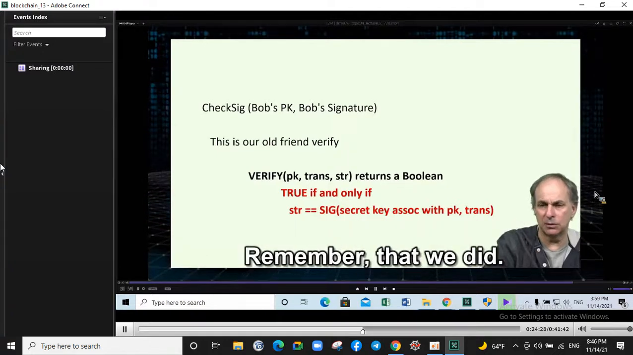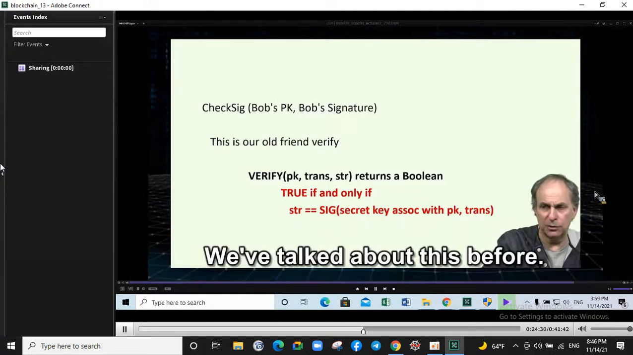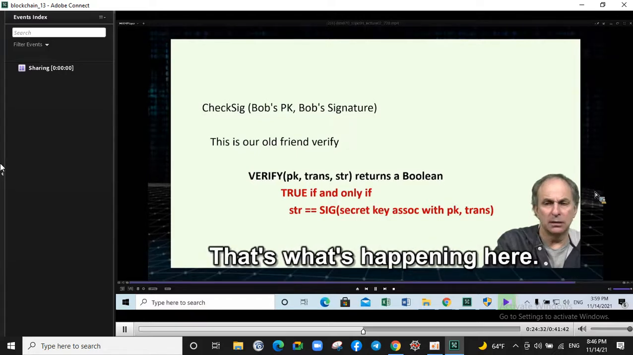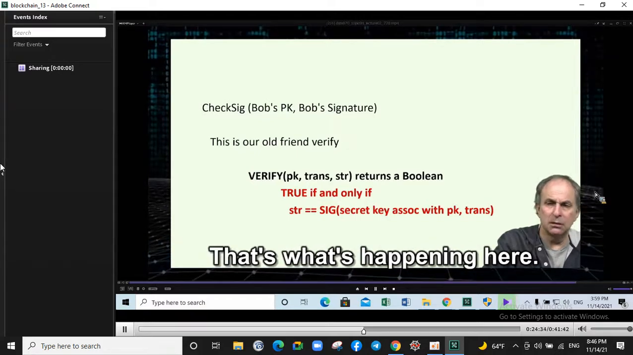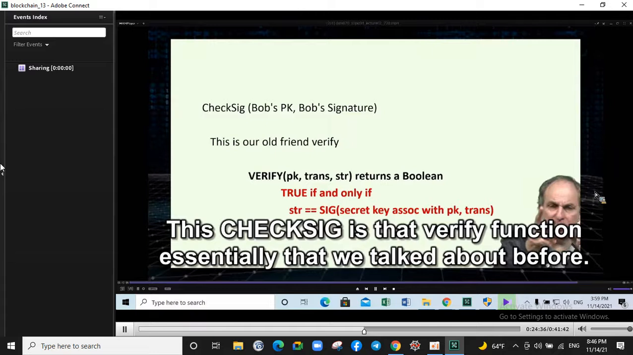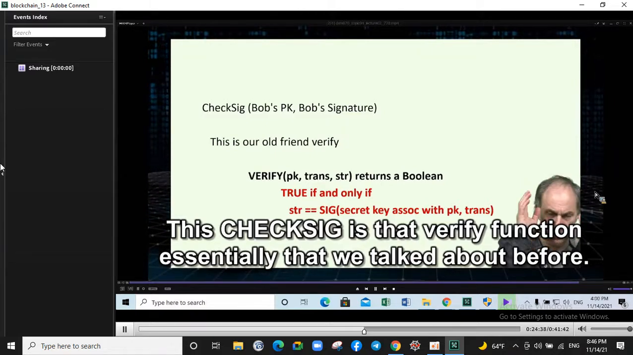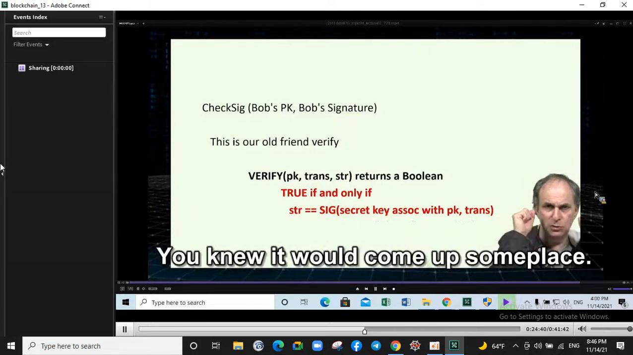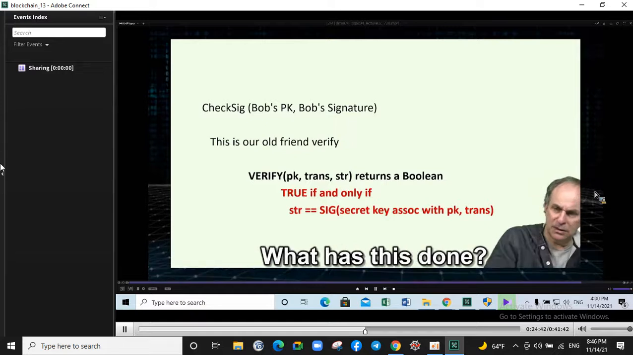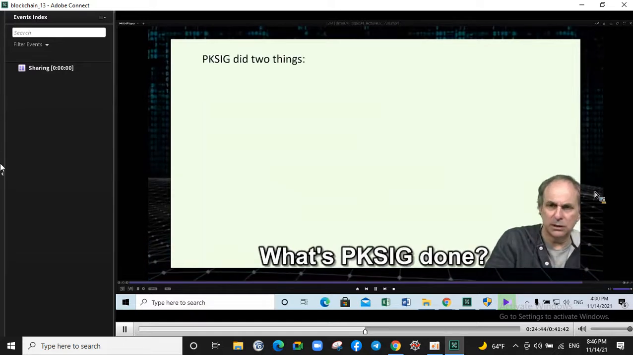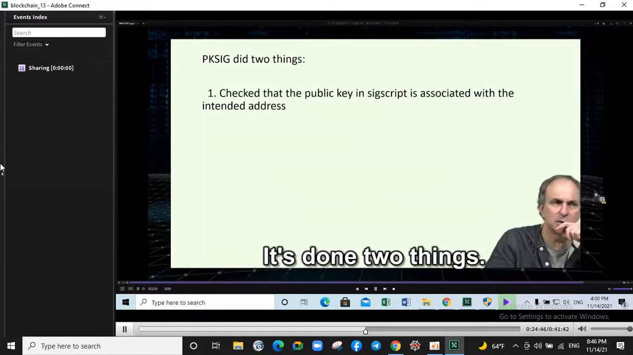Remember, that's what we talked about before, right? Okay, so that's what's happening here. So this check sig is that verify function essentially that we talked about before. You knew it would come up someplace. So what has this done? What has PK sig done? It's done two things.